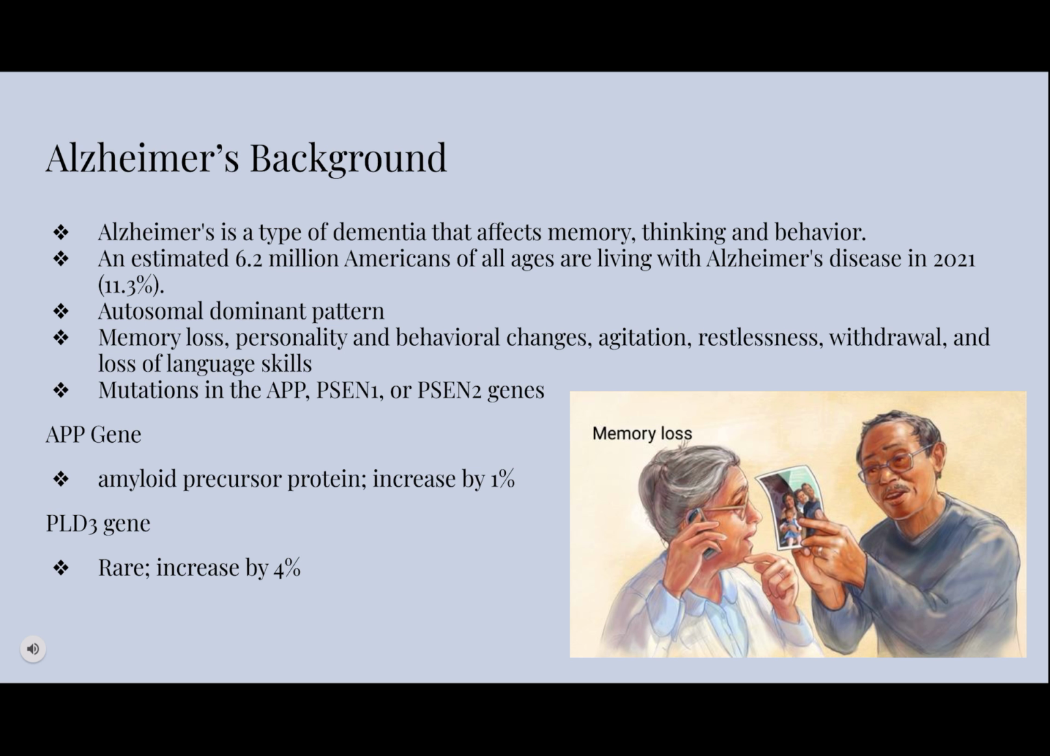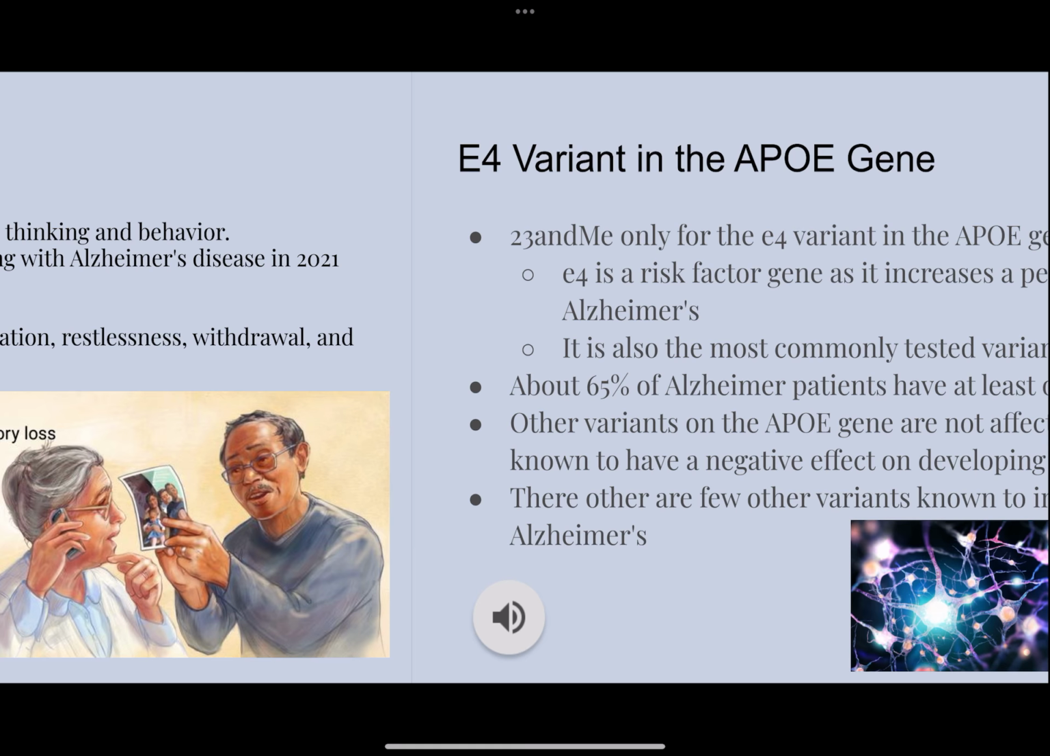Researchers have found that this form of the disorder can result from mutations in the APP, PSEN1, or PSEN2 genes. The APP gene is found in many tissues and organs, including the brain and spinal cord. It is in charge of making proteins called amyloid precursor protein. This genotype increases the risk of developing Alzheimer's by 1%. The PLD3 gene is rare with a 4% genotype increase and poses a double risk.